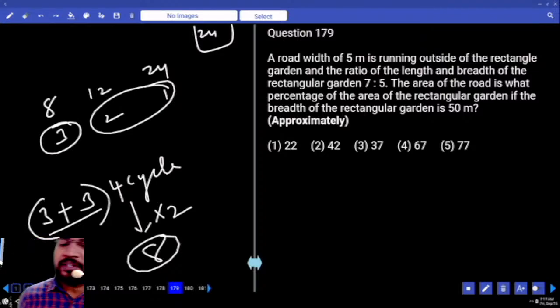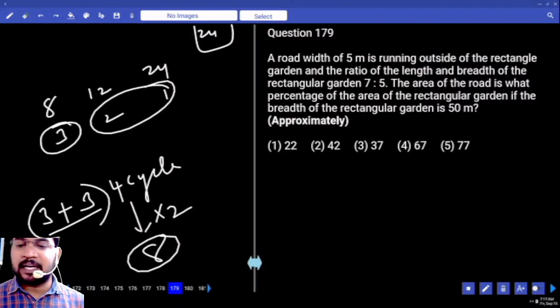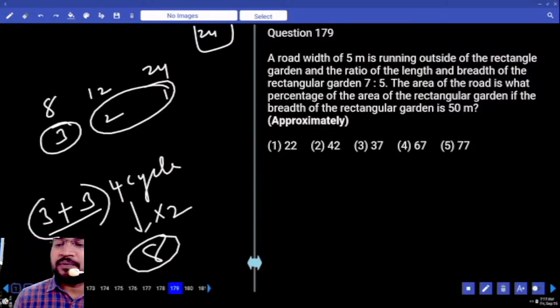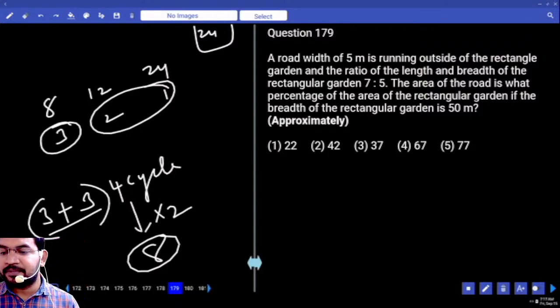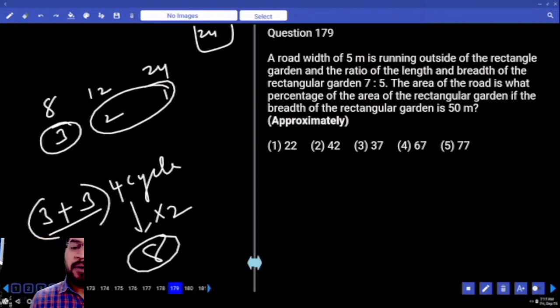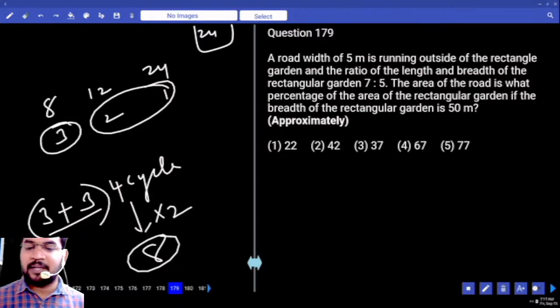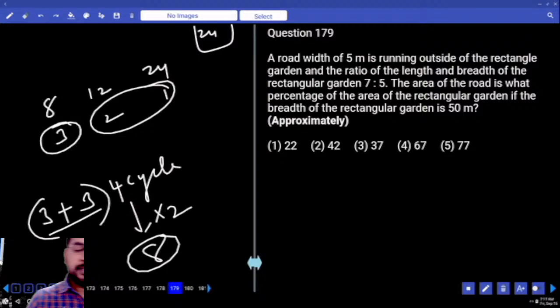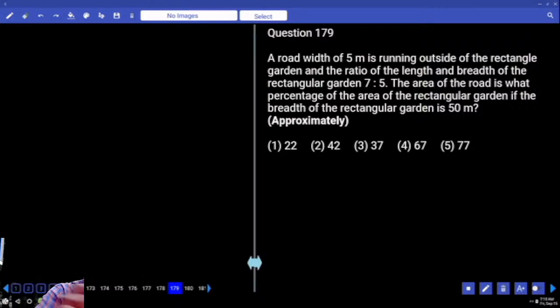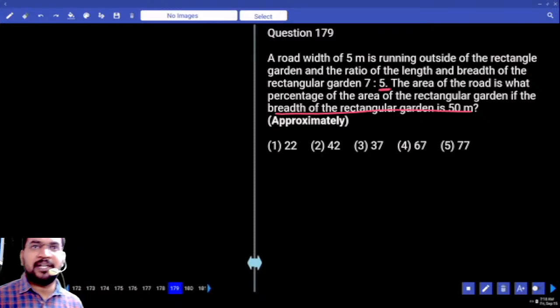Next one. A road of width 5 meters is running outside of a rectangular garden, and the ratio of the length and breadth of the rectangular garden is 7:5. The area of the road is what percentage of the area of the rectangular garden if the breadth of the rectangular garden is 50 meters? So look here. Breadth is 50 meters. 5 parts is 50, so 7 parts is 70.